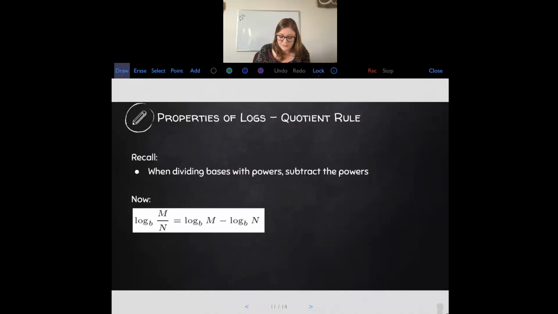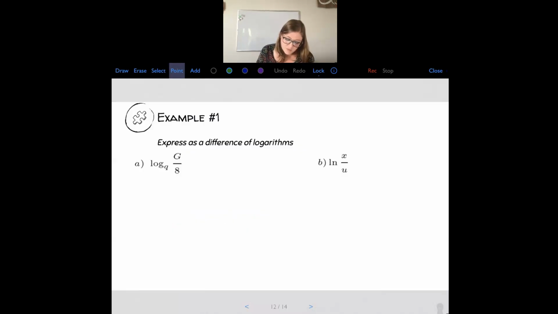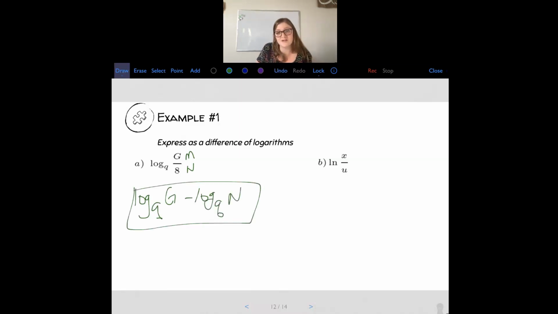Next, we have the quotient rule. So remember, with exponents, when we divide bases with powers, we subtract the powers. So if we have division inside of our logarithm, we can break that up into subtraction. Okay. So express as a difference of logarithms. So part A, we have log base q of g divided by 8. So this would be like m and n. So we can write that as subtraction. Log base q of g minus log base q of 8. And this is all you would have to do for that one.